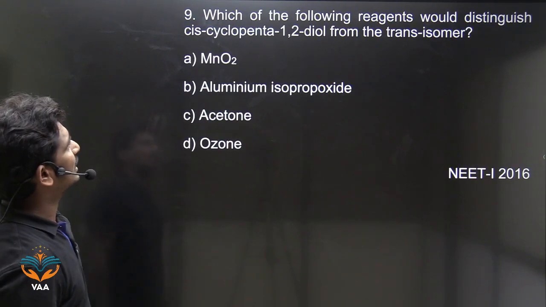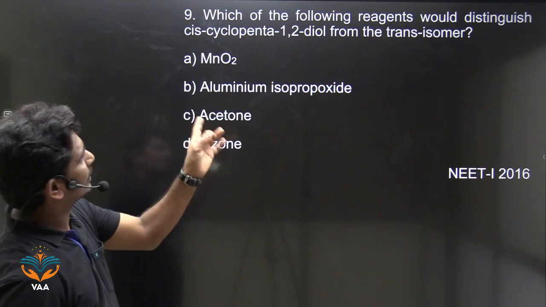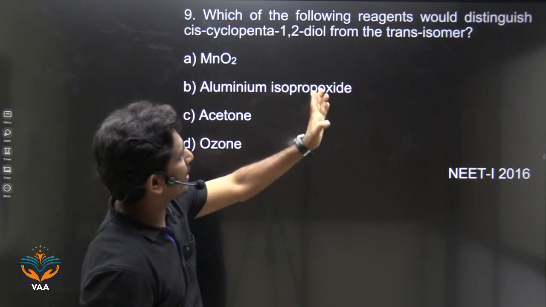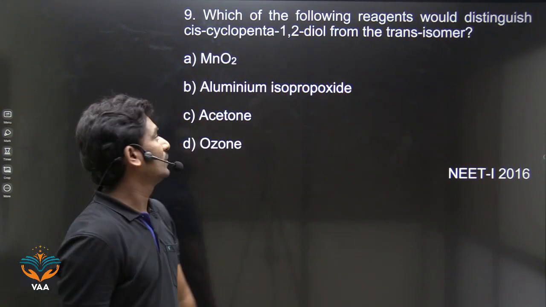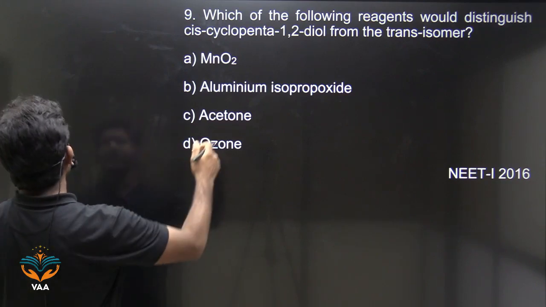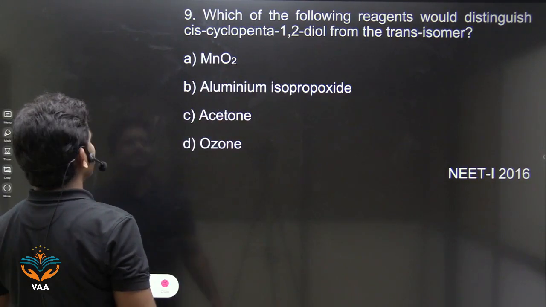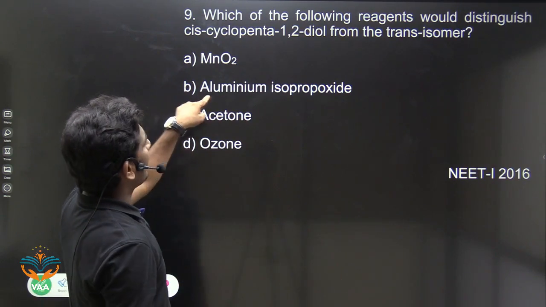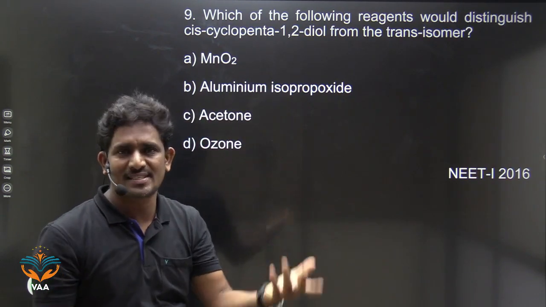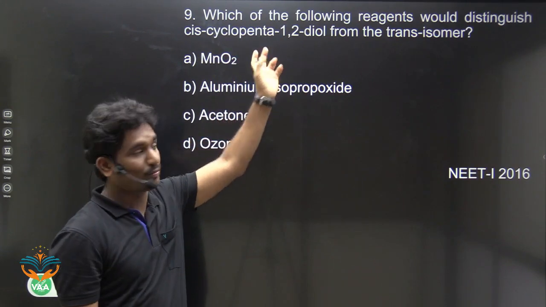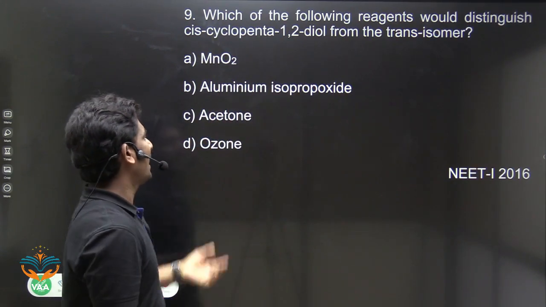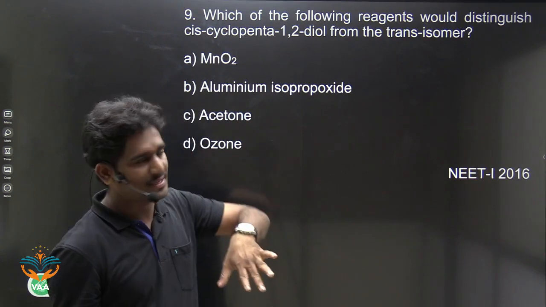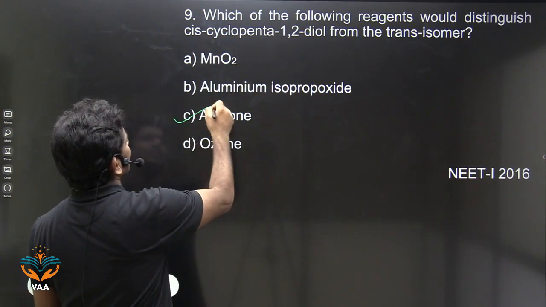Okay, next one. Which of the following reagents would distinguish cis cyclopenta 1,2 diol from the trans isomer? Here MnO2 is an oxidizing agent, so both will react, and aluminum isopropoxide is also an oxidizing agent, both will react with this reagent, and ozone will react with only unsaturated compounds, alkenes and alkynes. So the answer is C.